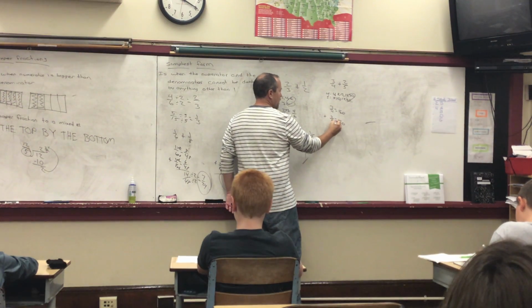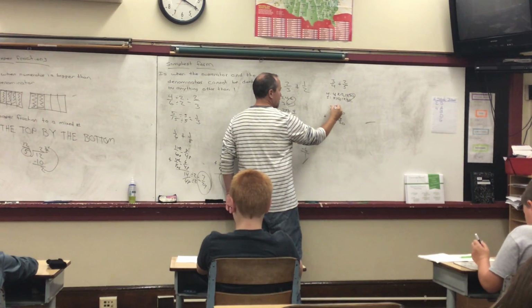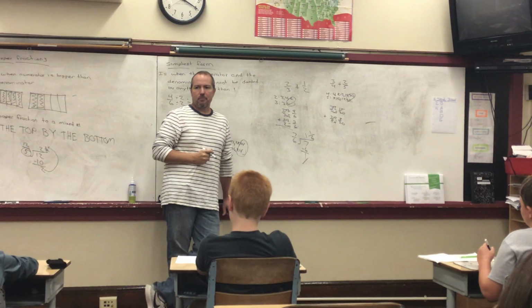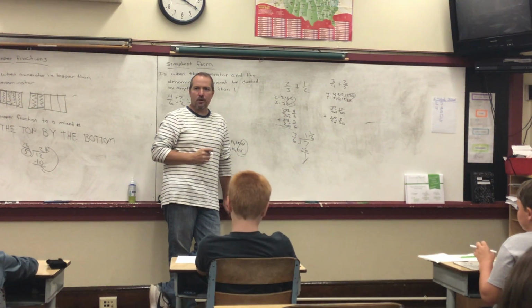5 times 4 is 20. Take the top times 4. 2 times 4 is 8. 4 times 5 is 20. Take the top times 5. 3 times 5 is 15. Did everybody get that? Yes. If you didn't, do you see where you made your mistake?